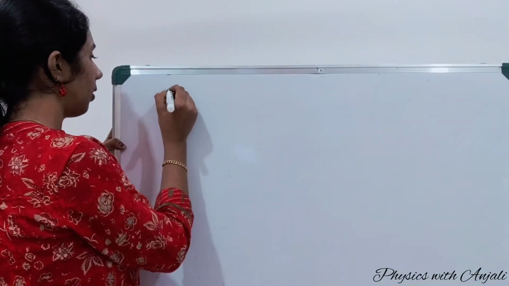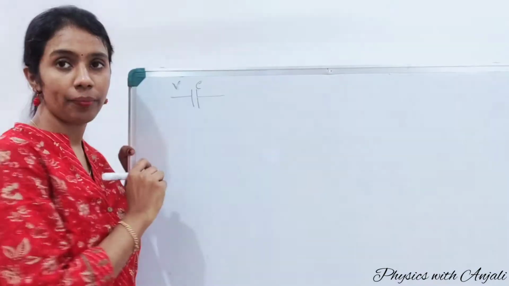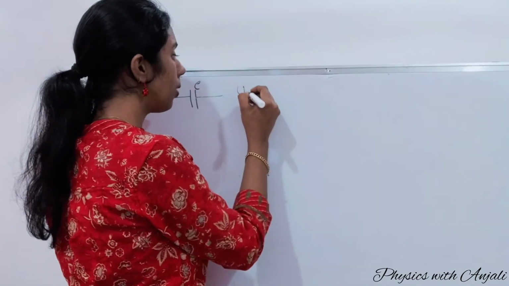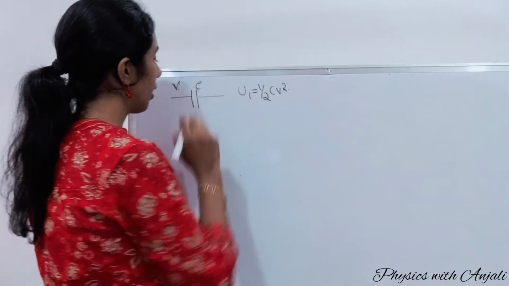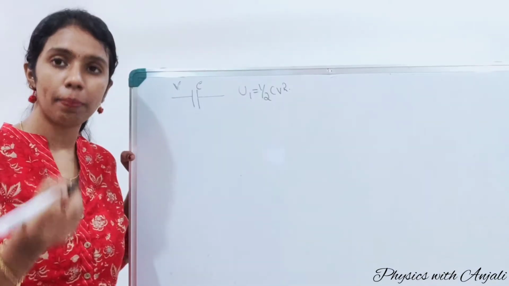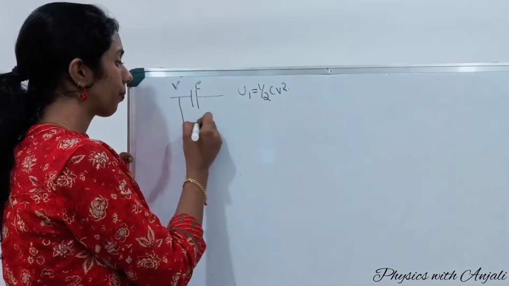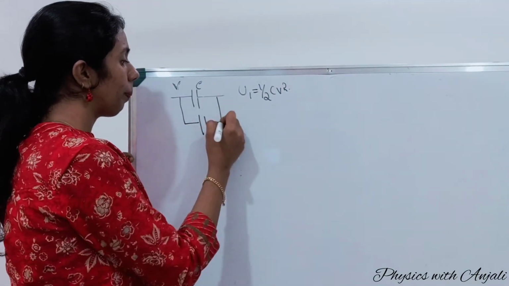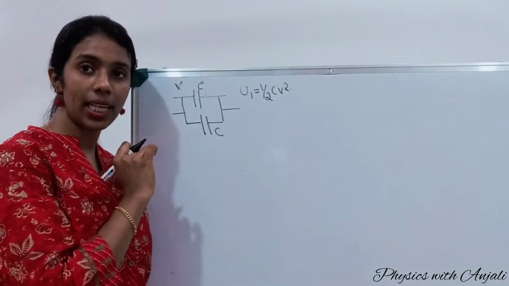In the second part of the question, we have a fully charged capacitor. Let it be C1. Potential difference across C is V. So we will find the energy U1 is equal to half CV square. Now we are connecting another similar capacitor across this capacitor. Since the capacitor is similar, the capacitance will be C. Both the capacitances are equal.